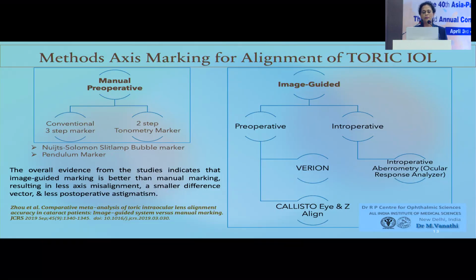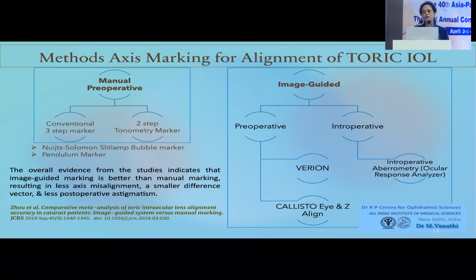So manual preoperative marking could be the conventional 3-step or 2-step methods, which are manual methods in the form of a bubble marker or the pendulum marker here. I think most of us still use this in our practice, and it works perfectly well once you have perfected the technique of using it.